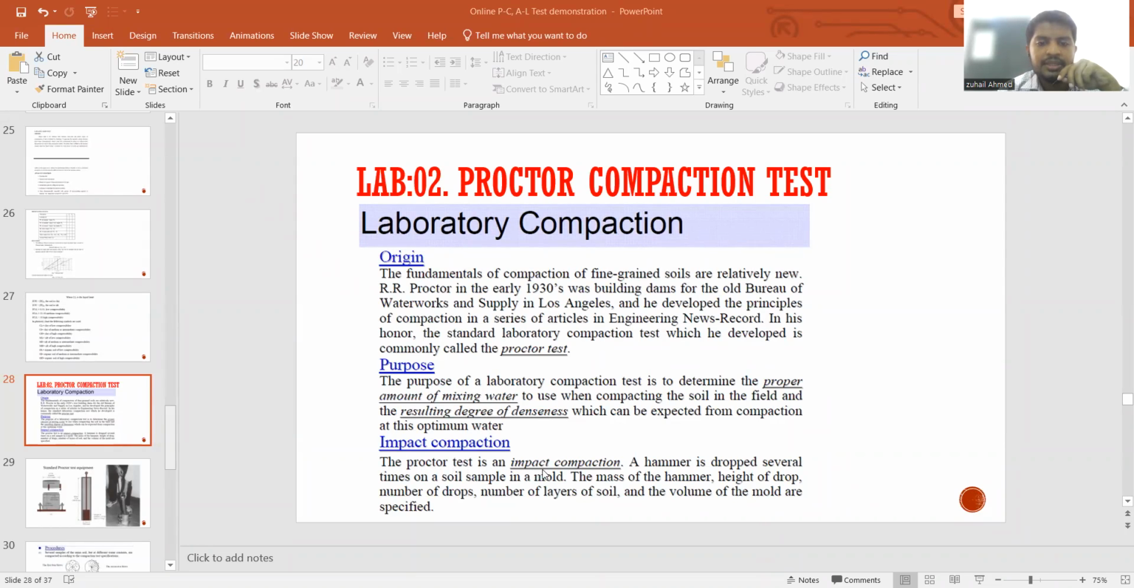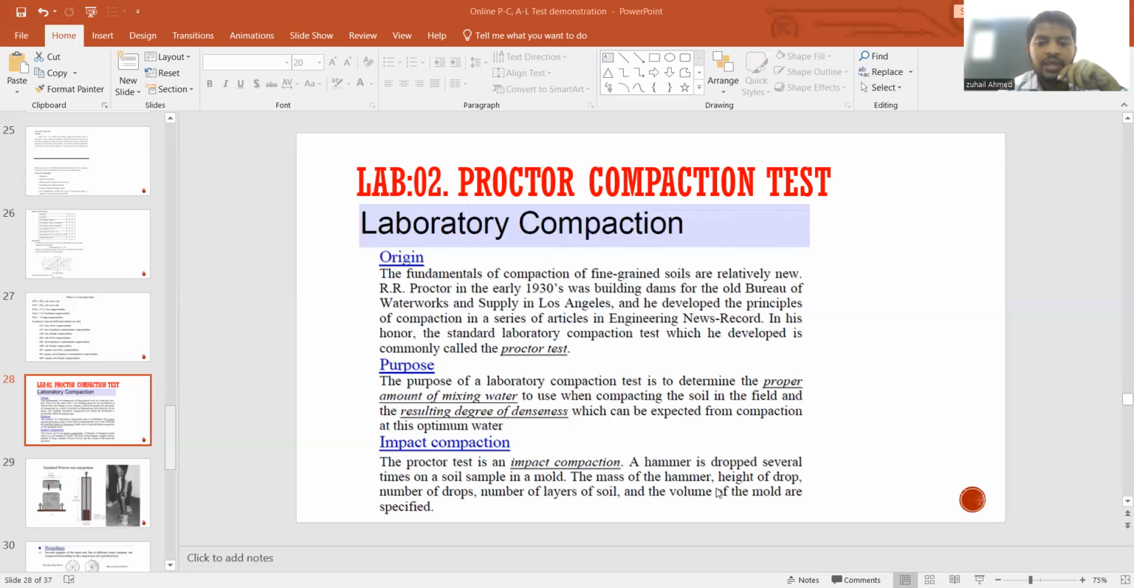The Proctor test is impact compaction. The hammer is dropped several times. Here we have a tool in the apparatus. The hammer is dropped several times on a soil sample in a mold. Several means around 25 blows we will allow.